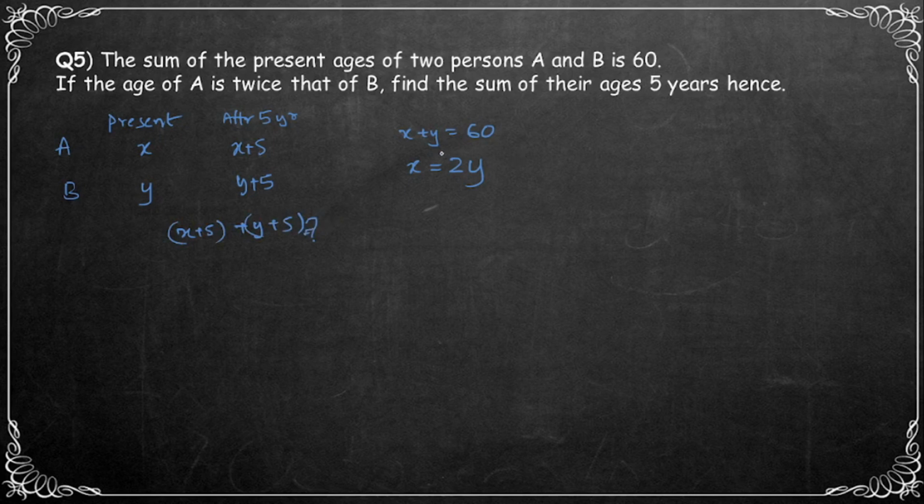So now from this equation we can substitute x is equal to 2y in this. That means 2y plus y, 3y is equal to 60. So y is equal to 20. So if y is equal to 20, x is equal to 40. So required answer is 40 plus 5 plus 20 plus 5. So that means 70. So answer is 70 years.